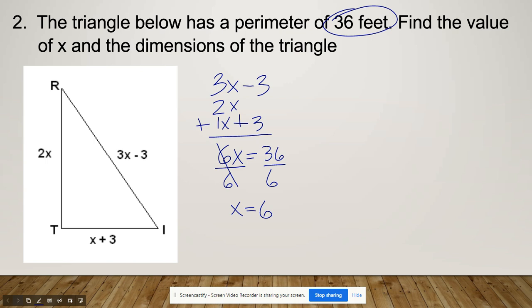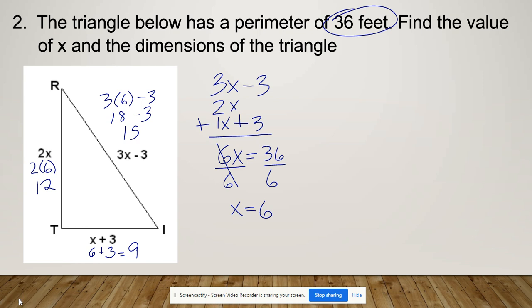So now again, we need to plug that in to find all our dimensions. So 2 times 6 is going to be 12 for the height of the triangle. 6 plus 3 is going to be 9 for the base of the triangle. And 3 times 6 minus 3 is 18 minus 3, which is 15 for the slanted side of the triangle. All right, so those ones are pretty straightforward because the dimensions are given. Now we're going to look at some word problems where we have to figure out the dimensions a little bit more deeply.